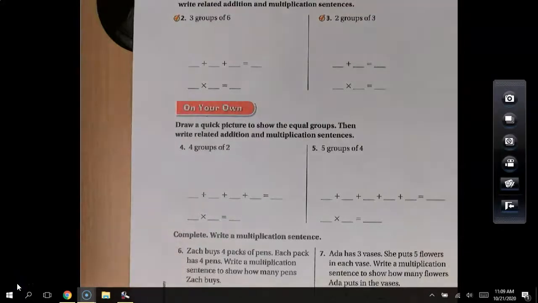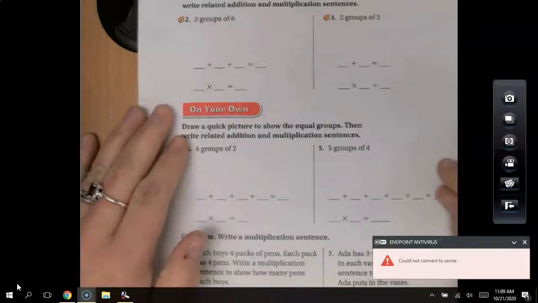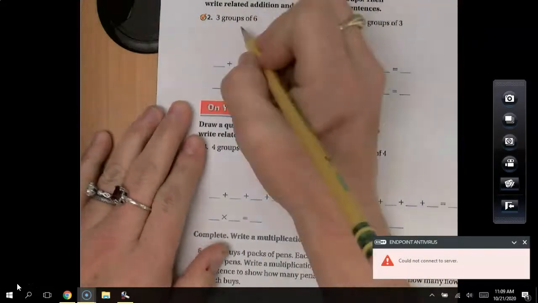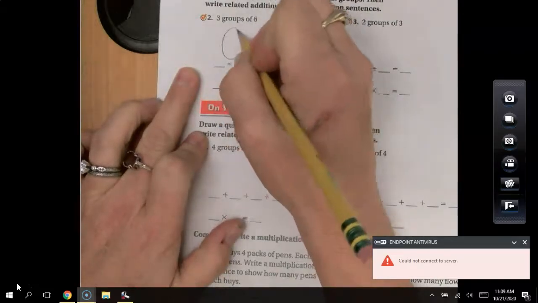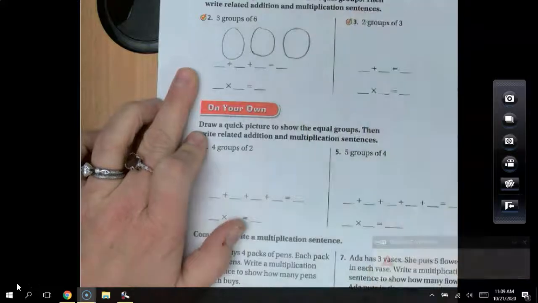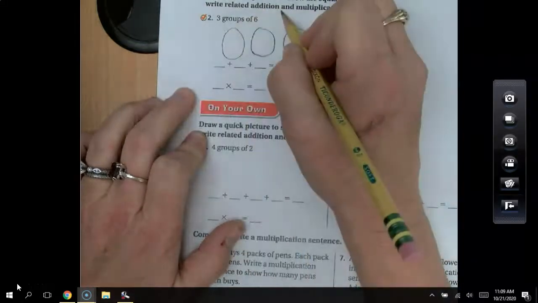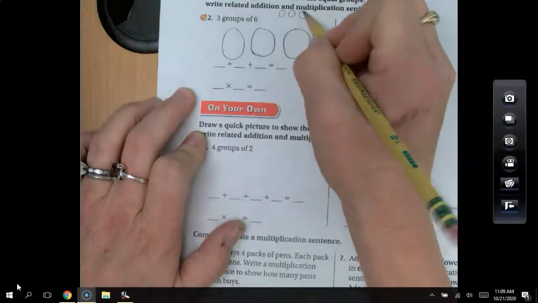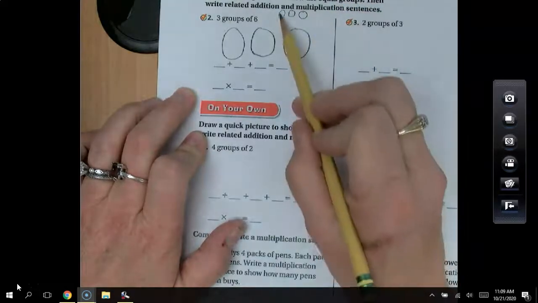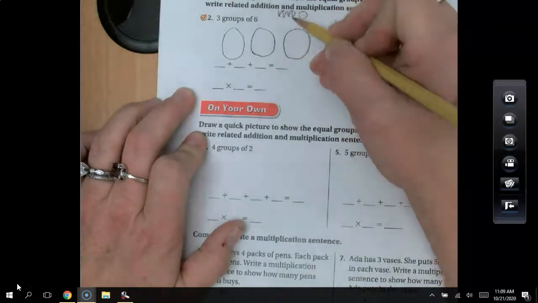Okay, let's go ahead and complete number 2. So we have 3 groups of 6. So that means I need to make 3 groups. Make nice big circles. Make 3 nice big circles. And boys and girls, when you make groups, you want to make them a pretty good size because you don't want to make circles like this, because you would never be able to put 6 in each circle. Or if you would, they would be so tiny and you would probably mess up on your counting. So don't make circles like that.